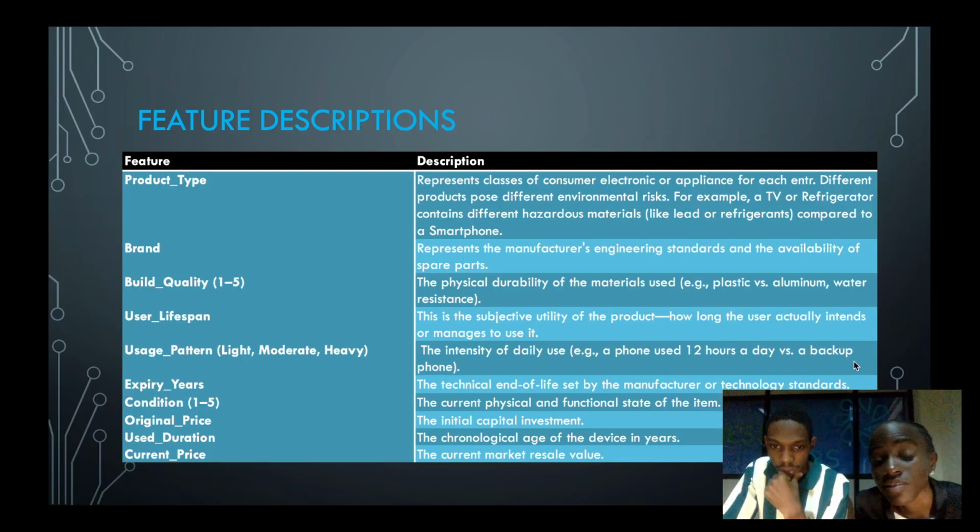Original price, what was its initial resale price? When it had just been produced, how much were they selling it? With the use duration, for how long has it been in use? Then with current price, after some time, what are we selling it at? For example, some phones, when they come out, they are at 4 million, and then after some period of years, you find the same phone at 500,000. So what led to that?